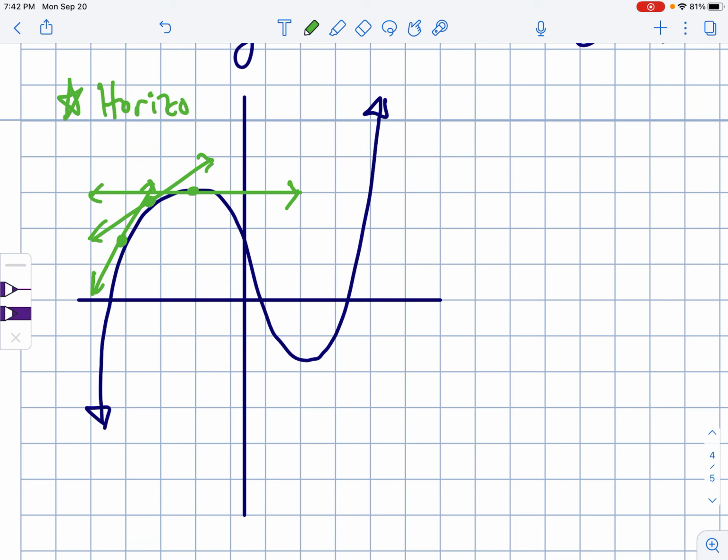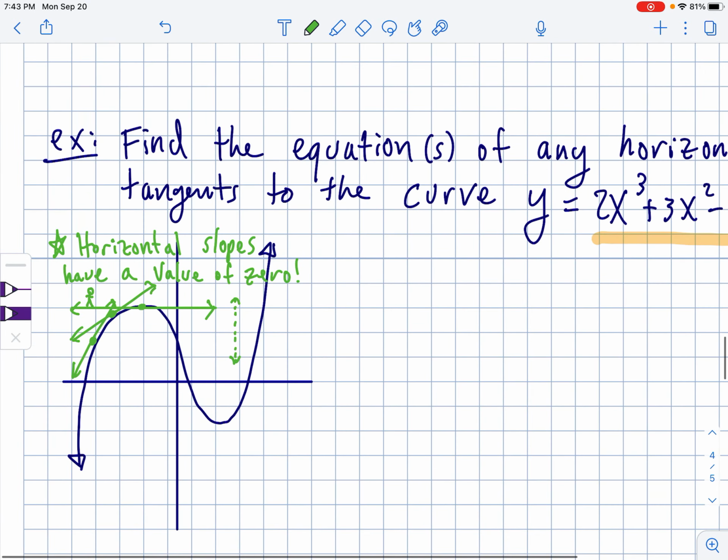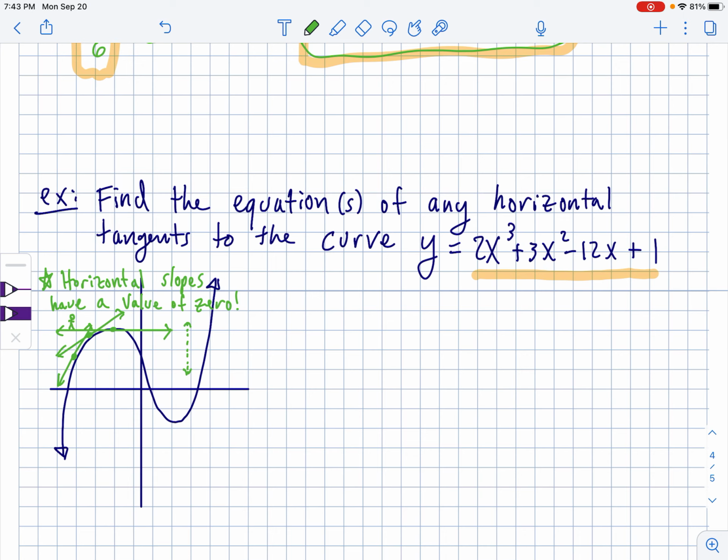So a reminder, horizontal tangents, or horizontal slopes, I guess I should say, have a value of 0. Remember that a completely horizontal slope is 0 and a completely vertical slope is undefined. I always remember that because when it's horizontal, you can still walk on it, but if it was vertical, you couldn't walk on it. So vertical is undefined, horizontal is defined, it's 0.